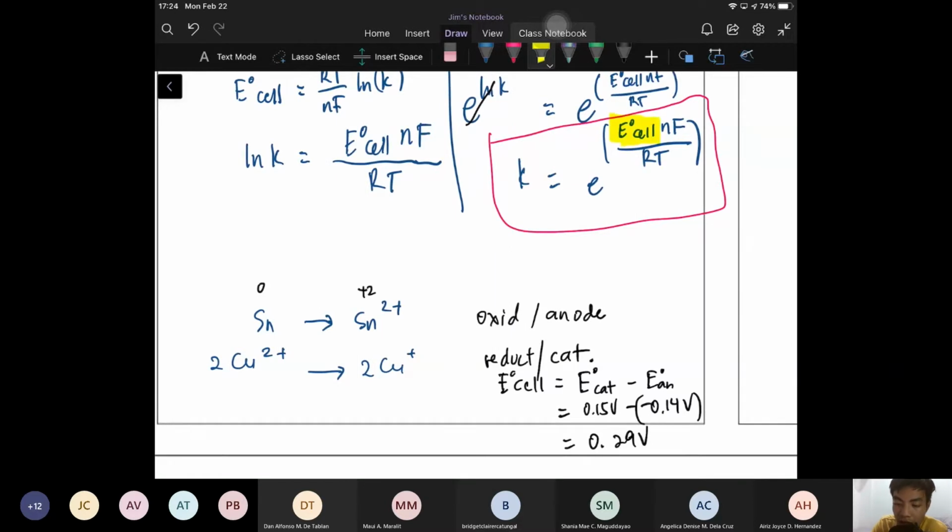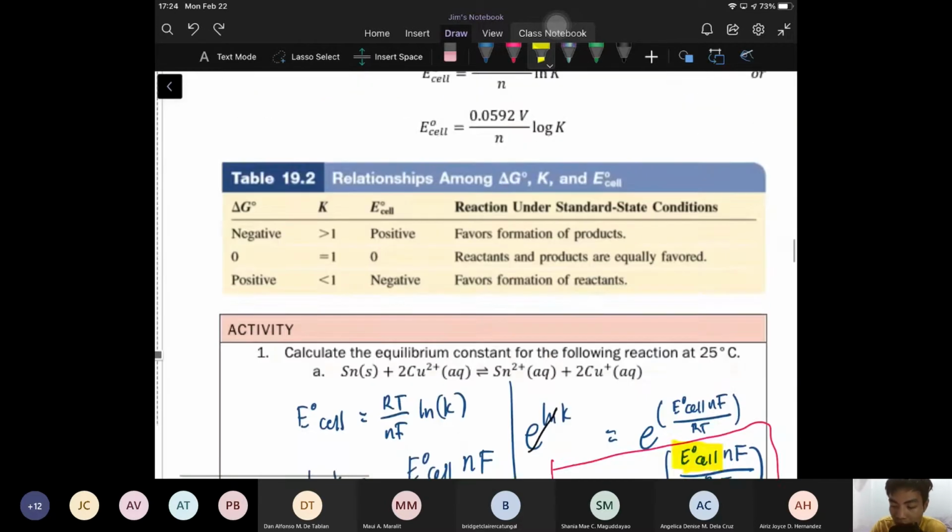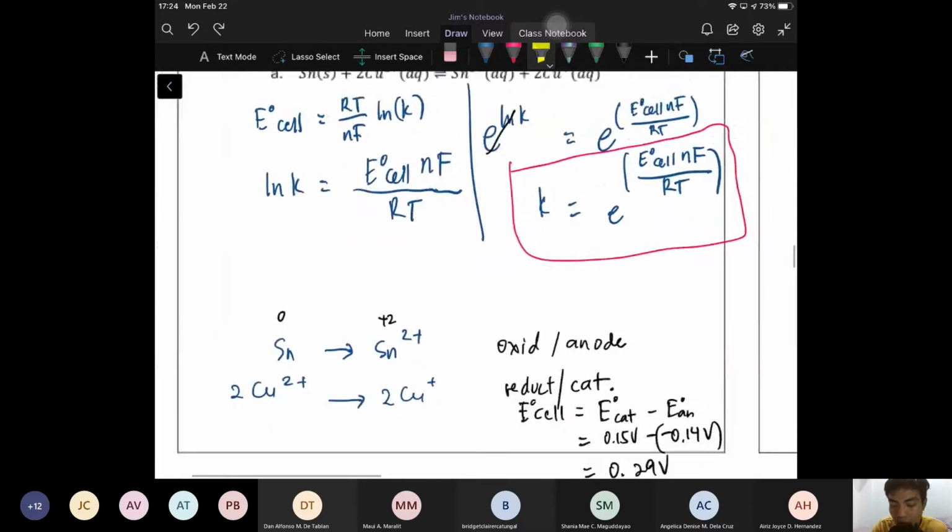How about N? Ano yung small letter N? Sabi ko kanina, the small letter N is the number of moles of electron. Paano ko malalaman yung moles of electron? You balance the equation para makita mo yung moles ng electron. Remember, kina-cancel natin yung last time? Kung ano yung coefficient ng electrons doon, yun yung ilalagay mo sa equation na to.